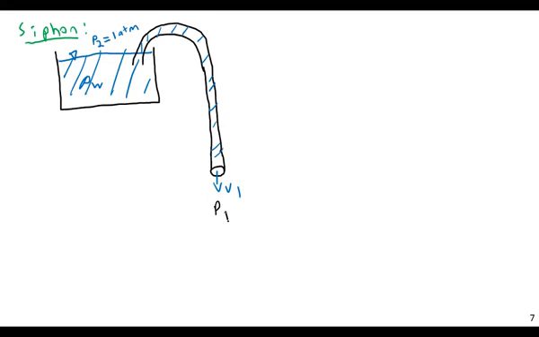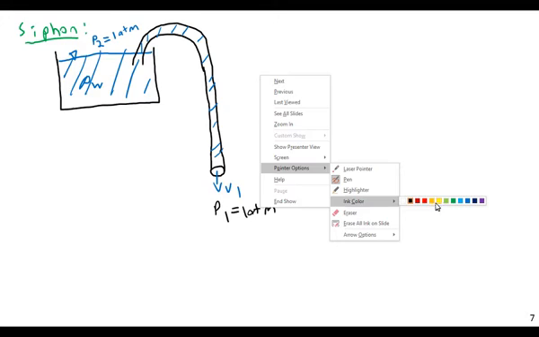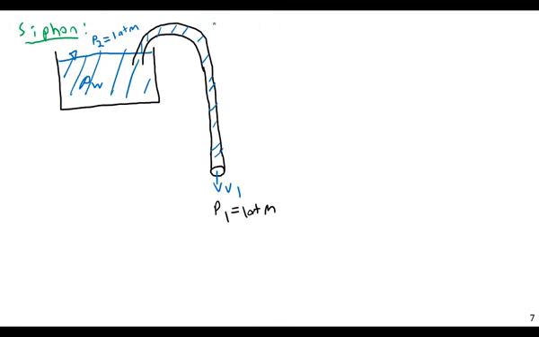V1 and P1 are also at 1 atmosphere of pressure. The pressure may change as it goes through the pipe, but we're not concerned about that. We're looking more at the beginning and the end, so the pressure at each point is just atmospheric pressure. Let's say this is distance D here, and this distance is H, with this one being Y1 and this one being Y2, and Y is measured from the bottom at 0, positive this way.